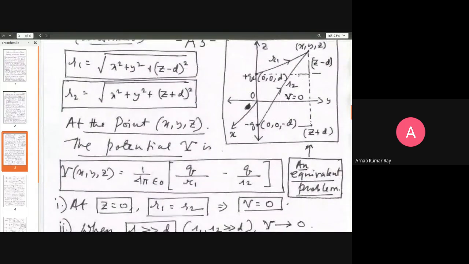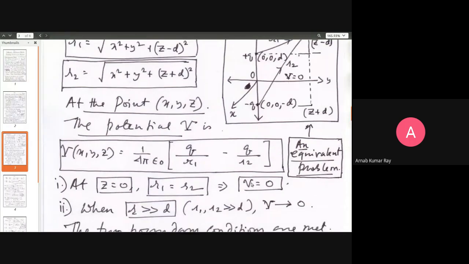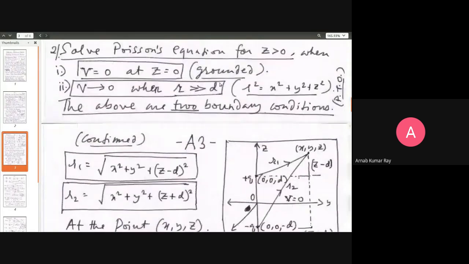Potential will be due to this plus charge. It will be 1 by 4 pi epsilon naught Q by R1. And due to this minus charge, it will be minus Q by 4 pi epsilon naught R2. Okay. Now, at Z equal to 0, what is the boundary condition we have been supplied? V is equal to 0.